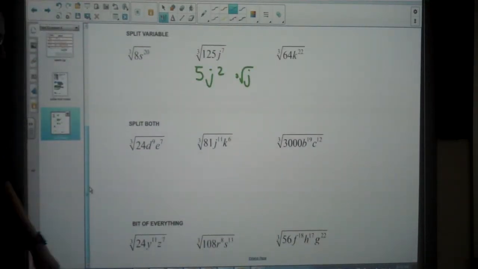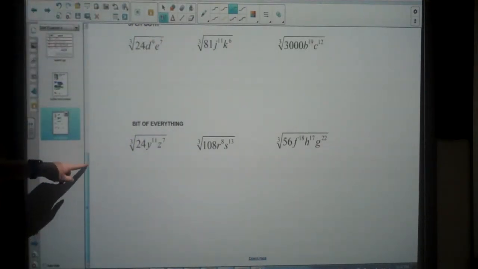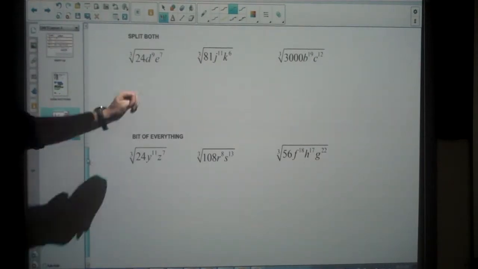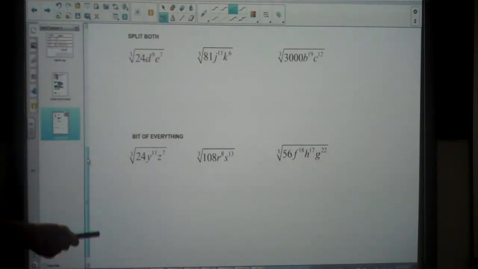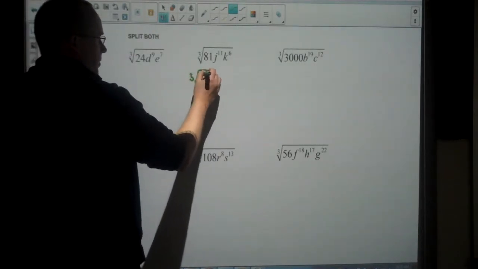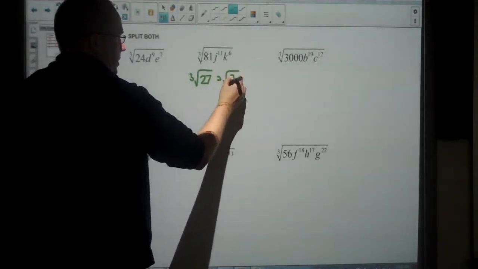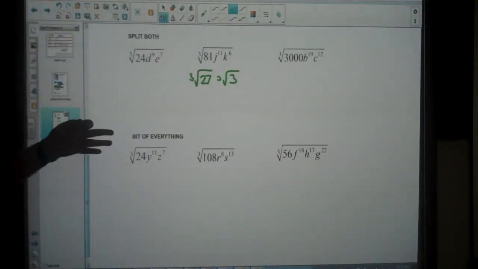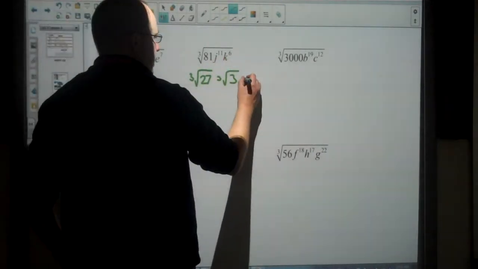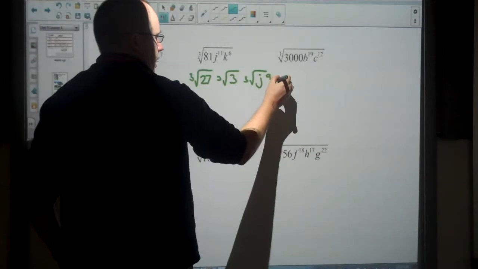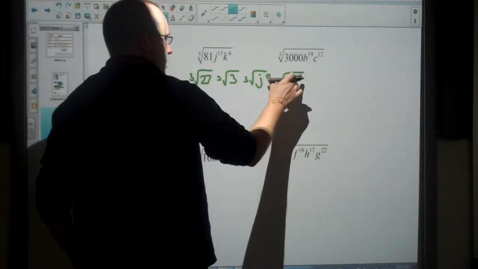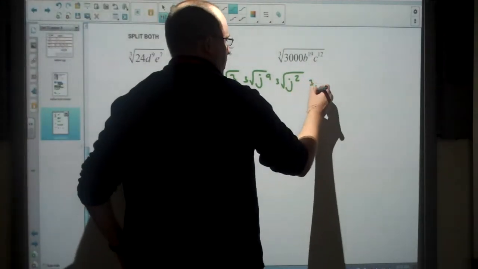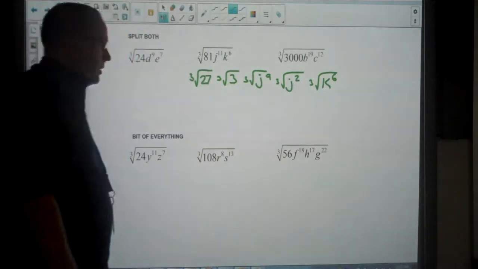Now for the next ones, we're going to have to split both, it says. So 81, that's not on my list, so I'm going to try and figure out what works. 8 doesn't divide into 81, so we try 27, and 27 does divide into 81. So cube root of 27, cube root of 3. Now 11 is not a multiple of 3, so 3, 6, 9, 12 would be too far. 9 would work for this, so I can go with j to the 9. And then for the other one, I'm going to need j squared, because 9 plus 2 gives me the 11. K to the 6, don't need to worry about splitting that one up, because 6 is a multiple of 3.